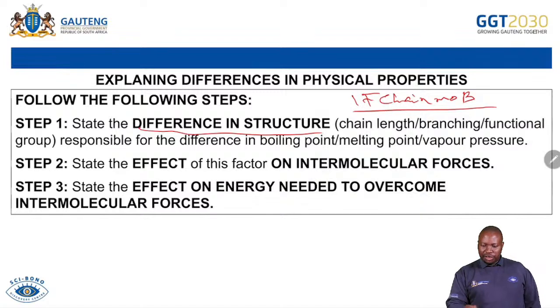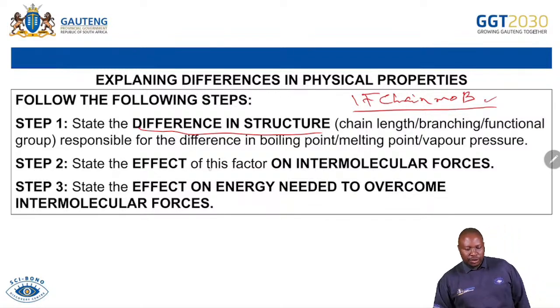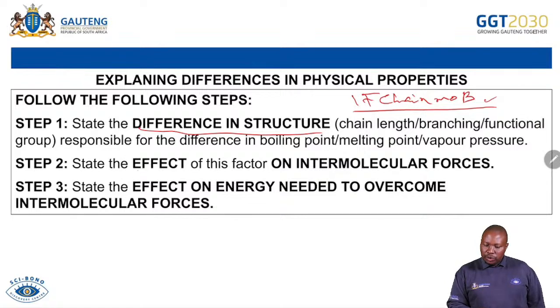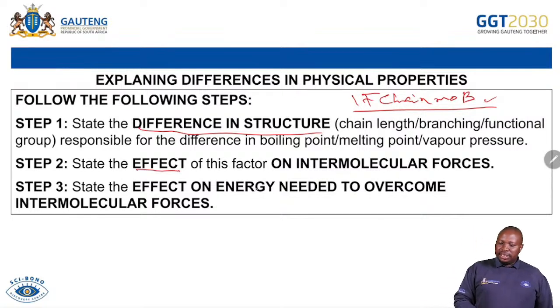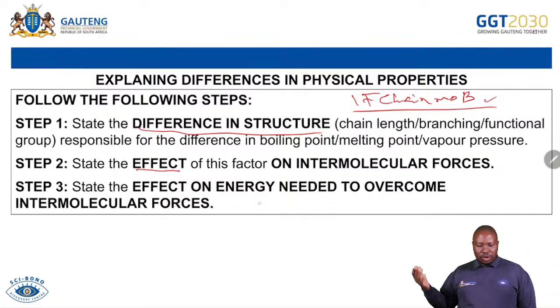Then you are able to know what is changing. That is your first mark there. Then you look at the effect of the independent variable on the strength of intermolecular force, to say whether this factor is going to increase the strength or decrease the strength. Number three, the energy needed to overcome intermolecular force. We are always emphasizing, let's not use the words break down the intermolecular force, rather let's say overcome.